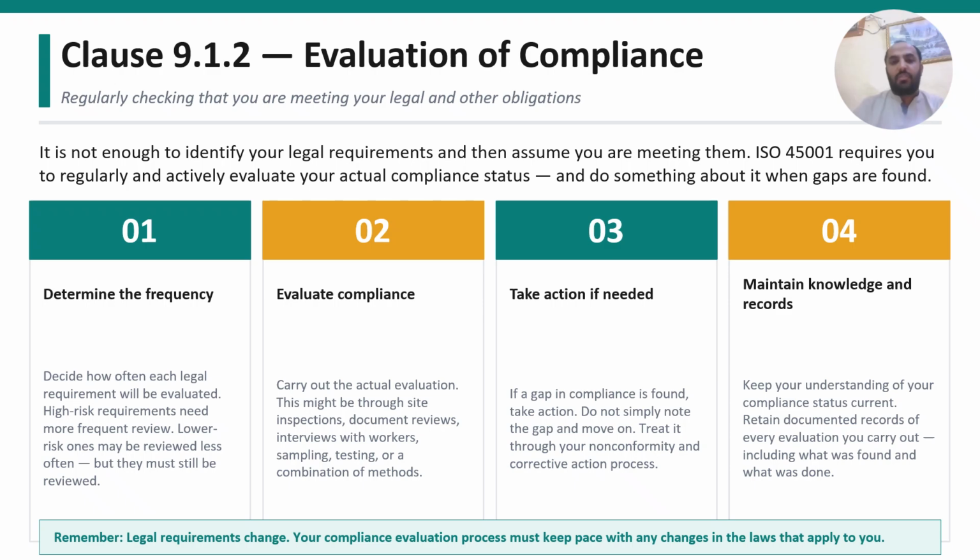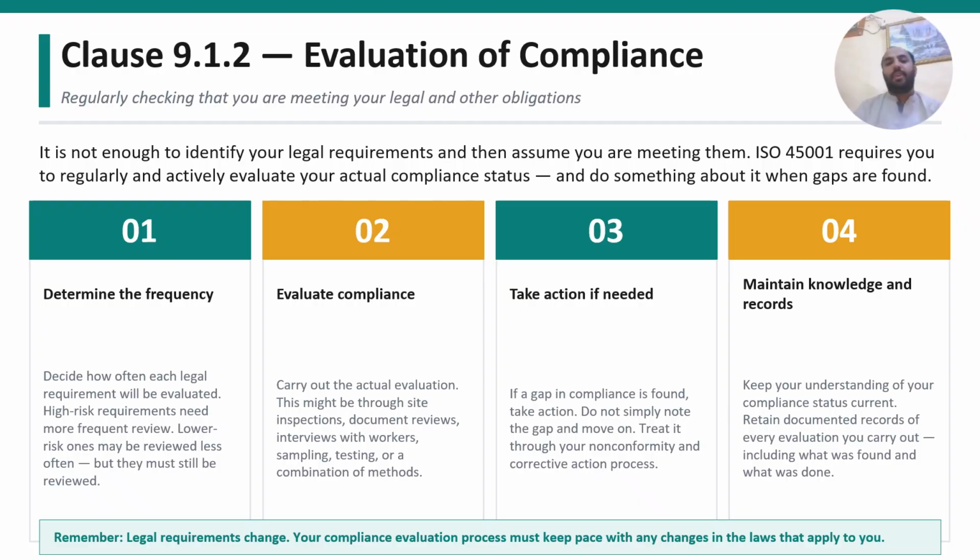The first step is to determine how frequently each legal requirement will be evaluated. Not every requirement carries the same level of risk. Requirements that relate to higher risk activity should be evaluated more frequently. Lower risk requirements can be reviewed less often, but they must still be reviewed on a planned schedule. You cannot simply forget about them between certification audits.